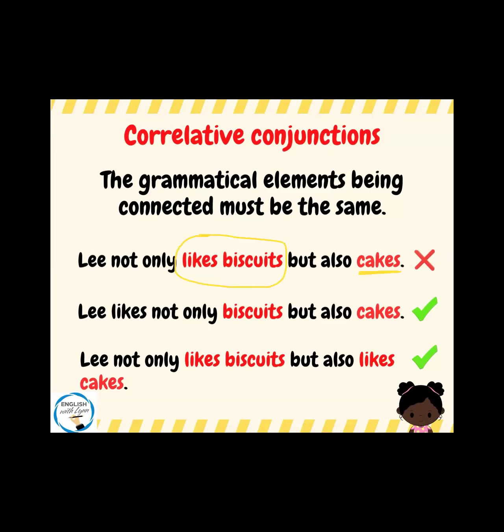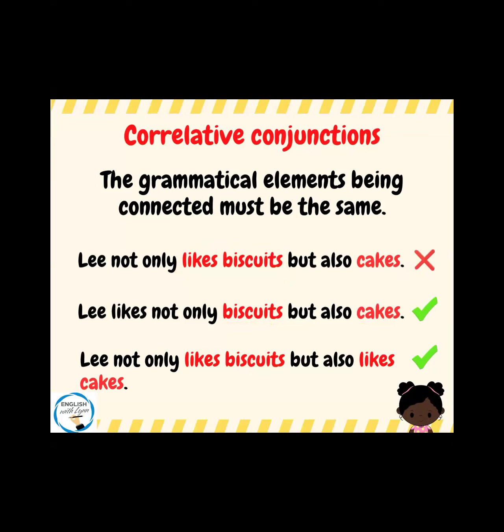So to make that correct, what you would need to do is either have just the noun, so Lee likes not only biscuits but also cakes, or you have the verb and the noun, so he likes biscuits but also likes cakes. Personally, I would go with using just the noun so that I'm not repeating the verb twice, because you only really need it once within that sentence. Okay, so that is the first rule. The grammatical elements that you are connecting need to be the same.